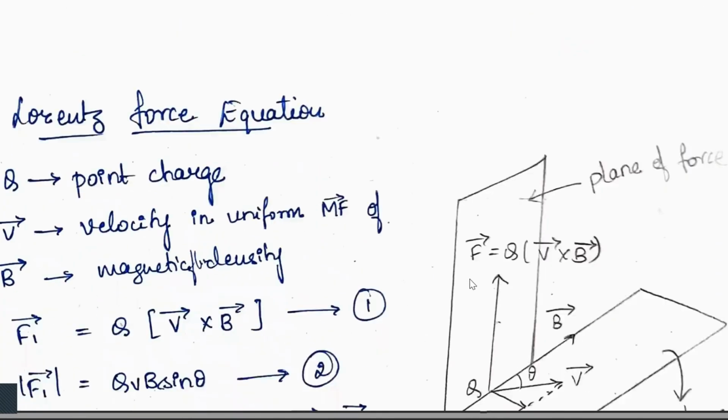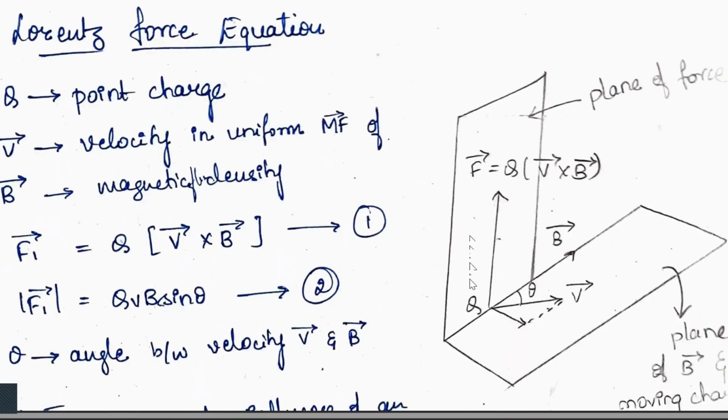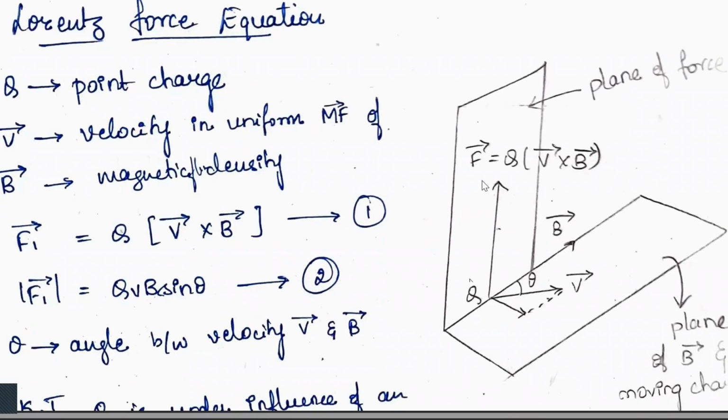Starting with part 1, firstly, the Lorentz force equation. We have to consider a point charge Q. Let V vector be the velocity in the uniform magnetic field of magnetic flux density B vector. So what will be my force? Force will be equal to charge into velocity into the magnetic flux density, that is F1 vector equals Q of V vector cross B vector. Consider that as equation 1. Taking the magnitude of that F1 vector, we get QVB sine theta. Take that as equation 2.